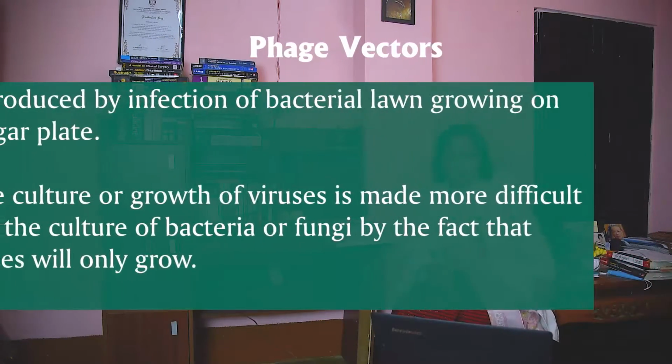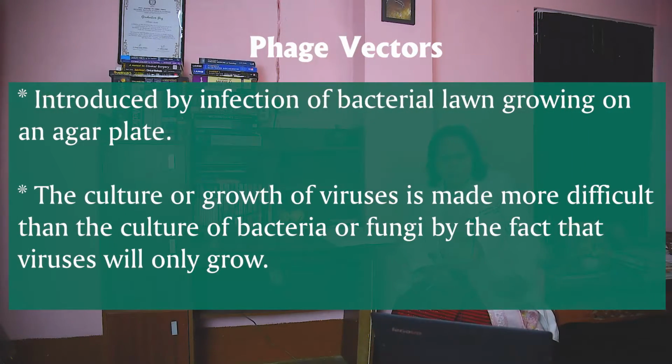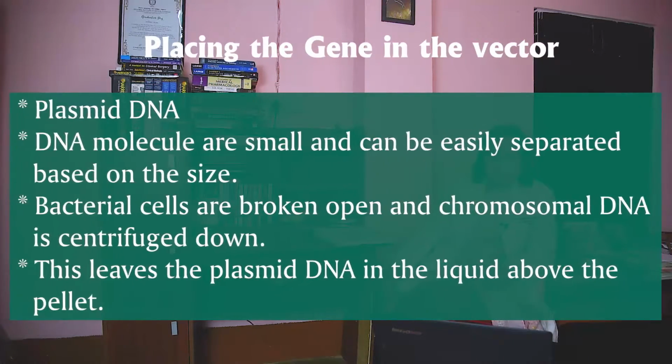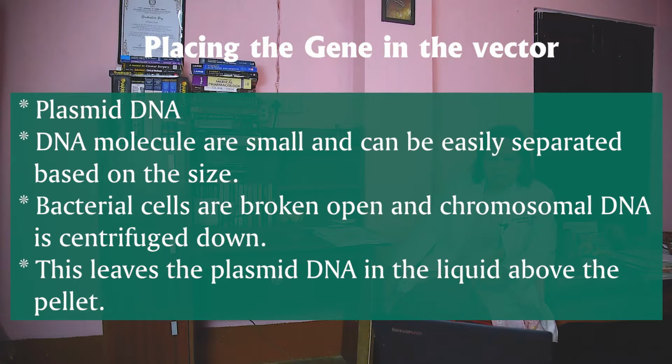Now, what are phage vectors? They are introduced by infection of a bacterial lawn growing on an agar plate. The culture or growth of viruses is made more difficult than the culture of bacteria or fungi by the fact that viruses will only grow in host cells. Now placing the gene in the vector. Here the plasmid DNA molecules are small and can be easily separated based on their size.